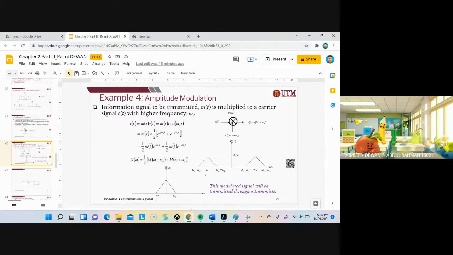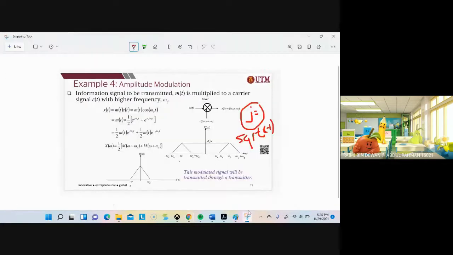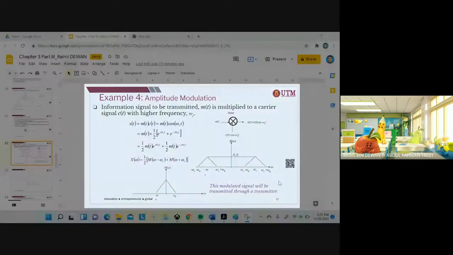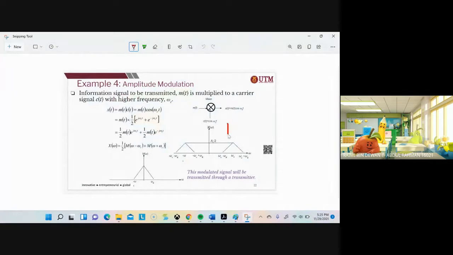So this modulated signal will be transmitted through a transmitter. Let me help you imagine first. When we have signals, you have here the transmitter and this is your receiver. When you send a signal, you need to modulate first. Then when the signal goes to your receiver, it needs to be demodulated. It means we need to retrieve back this information signal.